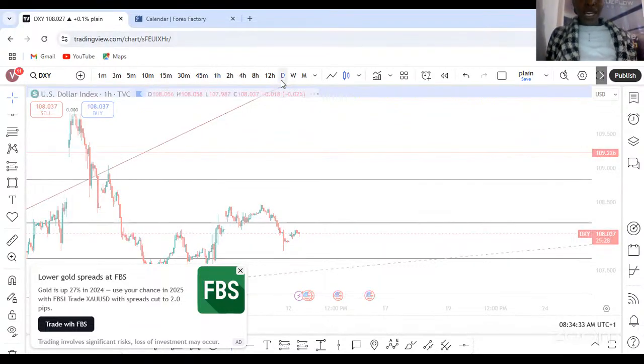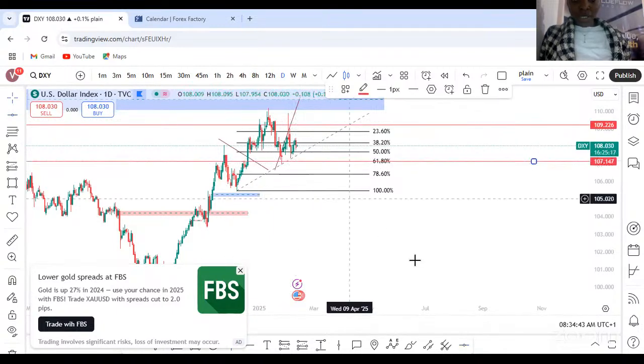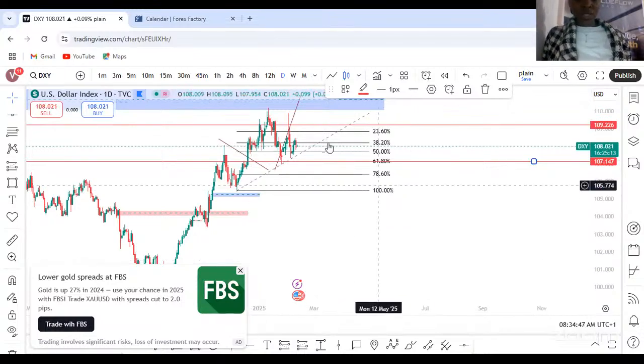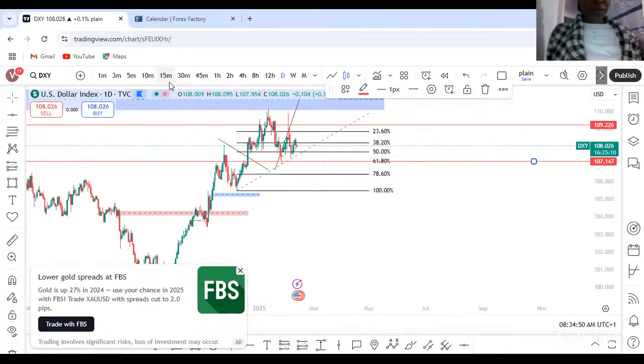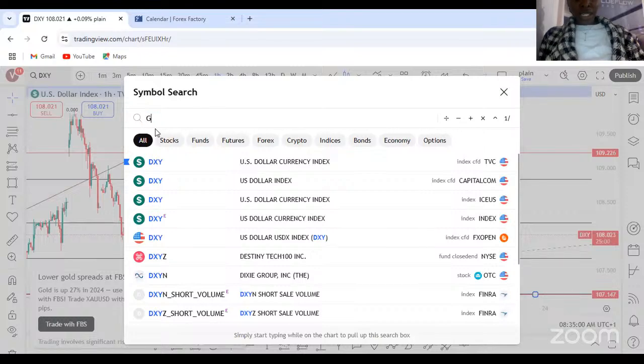And to call out the very price point at which I want to see price retracing into and where I'm interested in taking the buys from, I want to see price retracing into 107.147. Once price gets into this level, I go down to my 1-hour time frame and look out for my base support formation with continuation, and I will be very much interested in taking the buys on DXY.